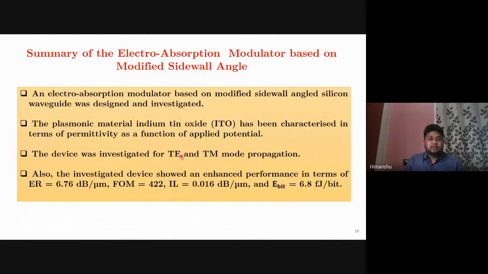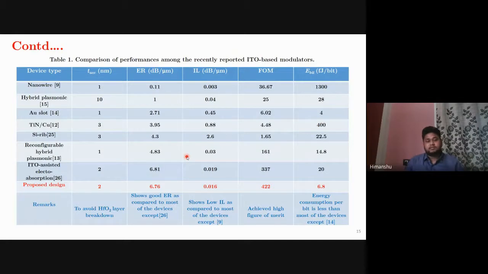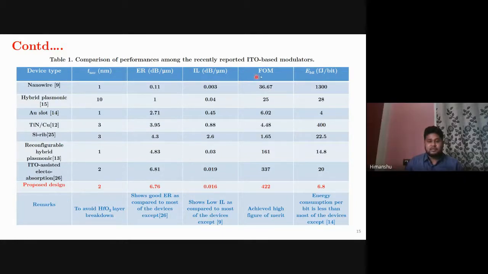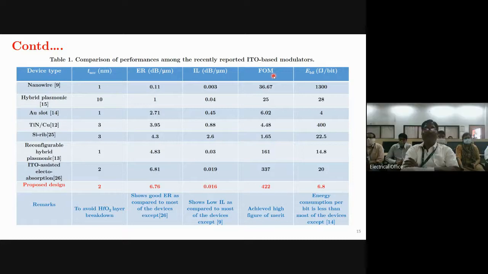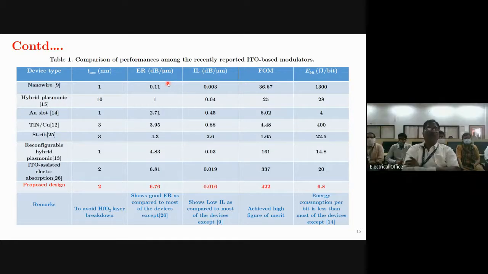You should just hold on, go back to the earlier slide. Yes, sir. This figure of merit has to be indicated with some unit. No, sir. There is no unit for figure of merit. And for this ER, it is dB per micrometer, decibel per micrometer. You have claimed that 6.76 is the ER. Yes, sir.